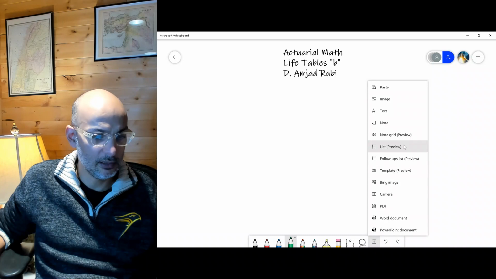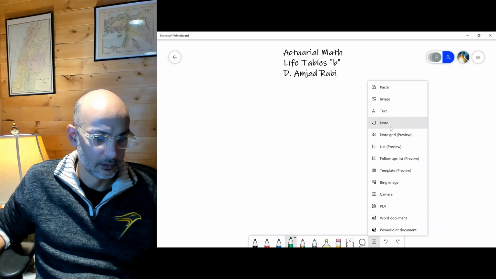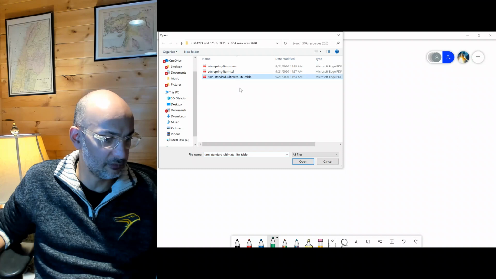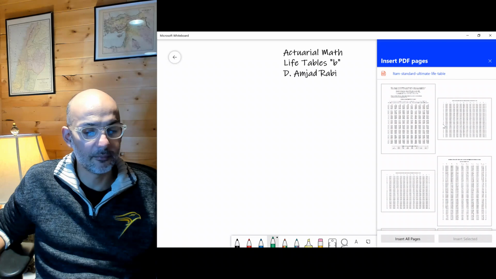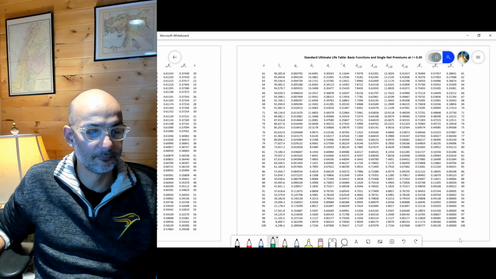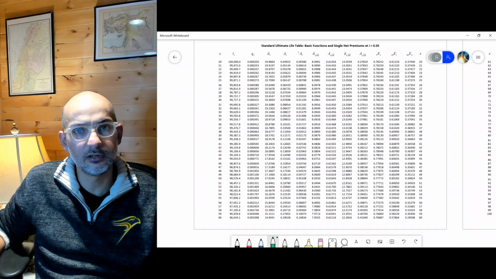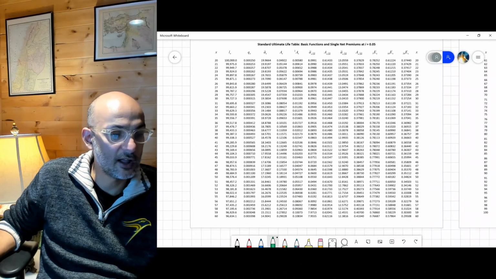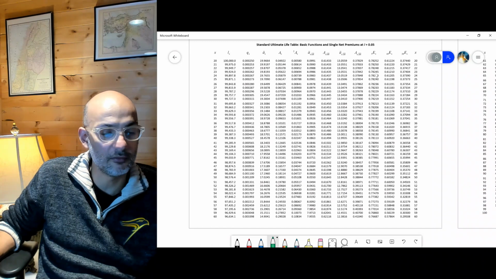But let me insert them here so we can do a few questions based on this one. So I'll include them. I already saved them as PDF. I went to the Society of Actuaries site, soa.org. There are many tables, but I'll just select the ones that we need for today. If you go to the Society of Actuaries website, you will find these life tables. And this is the standard, where we need to select an interest of 5%, right?